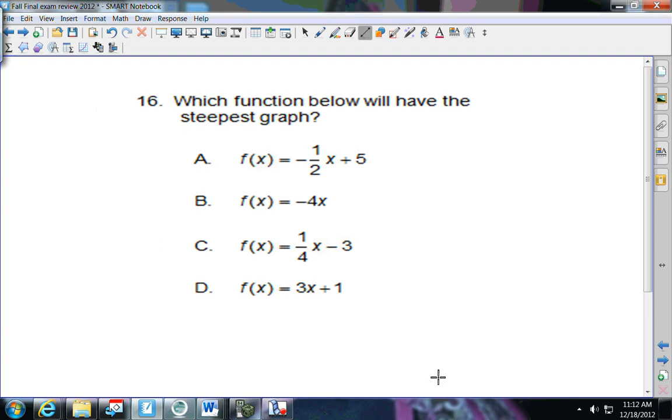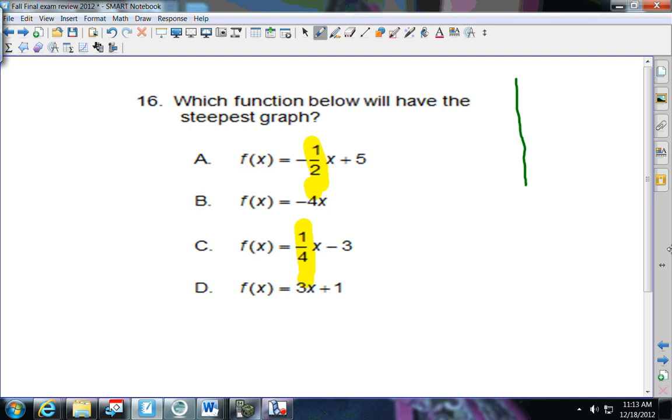The next one. Which function below will have the steepest graph? What does steep mean? Is it more vertical or horizontal? It's more vertical. You're looking for the line that is closest to being vertical. The more vertical it is, the steeper it is. The negatives have nothing to do with the steepness. The positive and negatives of the slopes tell me direction. So the only numbers I need to worry about are the 1/2, the 4, the 1/4, and the 3.